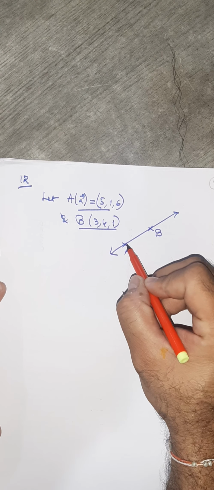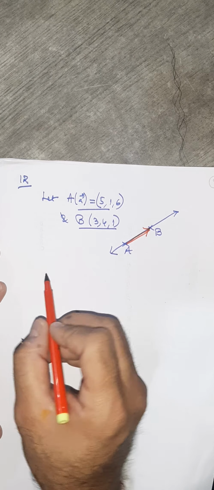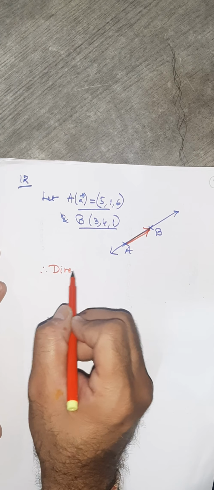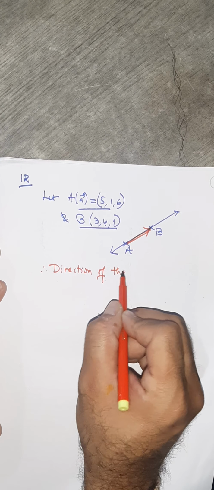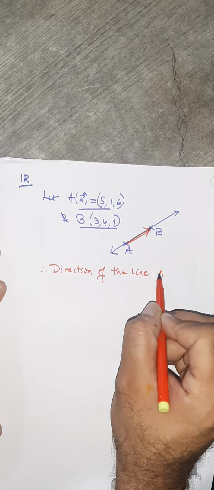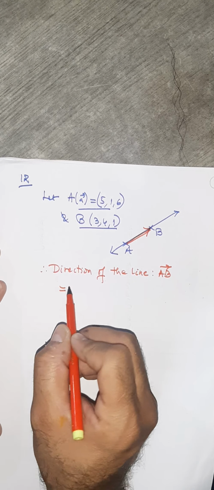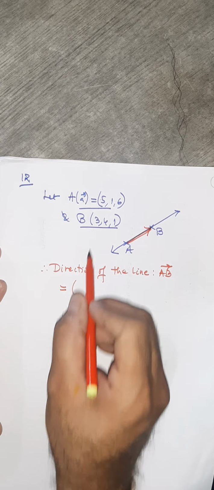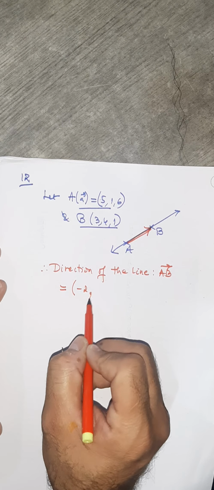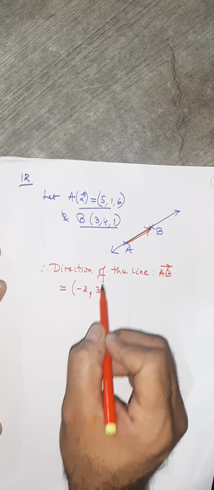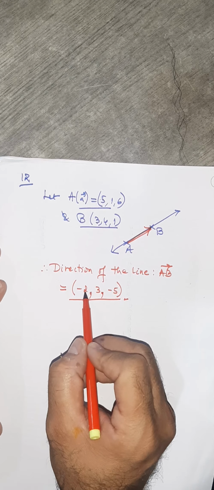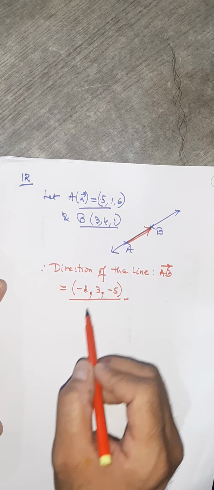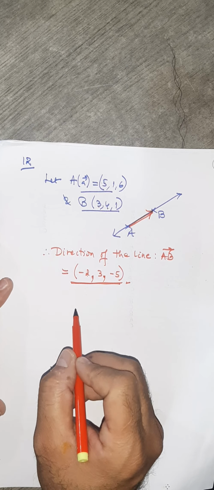Okay. So first, like the previous question, we get the direction of the line. I'll write the direction, or you can write direction ratios. Direction of the line, which is given by this vector AB, which is nothing but B minus A: 3 minus 5, minus 2; 4 minus 1, which is 3; and 1 minus 6, which is minus 5. This is the direction of the line.